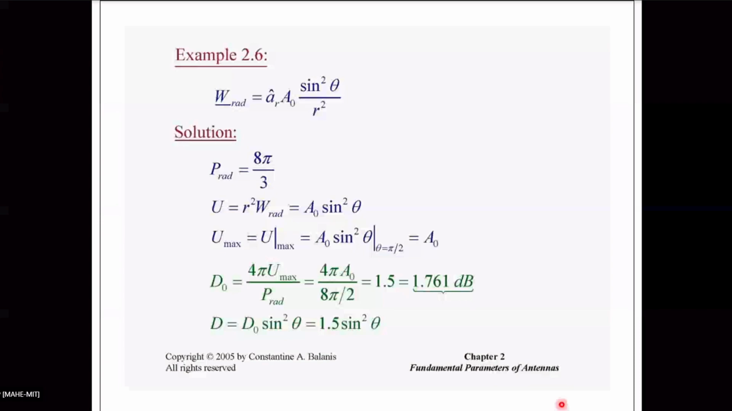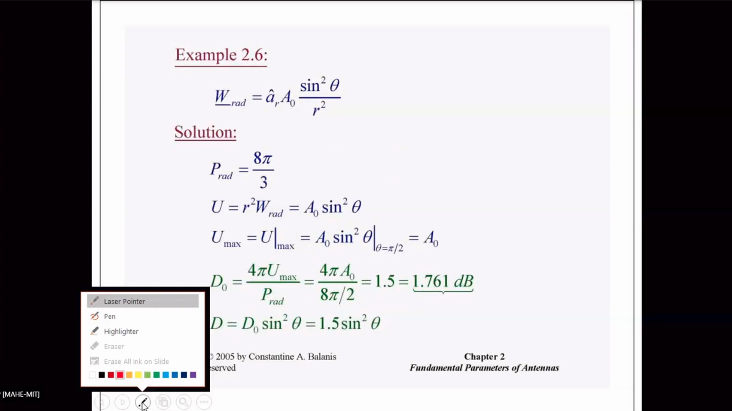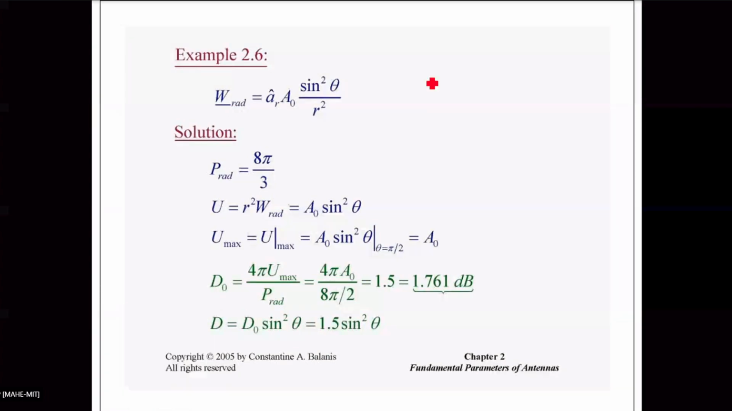See, W rate is given here, A naught sin squared theta by R square, in the R hat direction. So how do you find P rate? You know the expression: P rate is W rate into elemental area, with limits theta equal to 0 to pi and phi equal to 0 to 2 pi. You get P rate as 8 pi by 3. Have you understood? Yes.